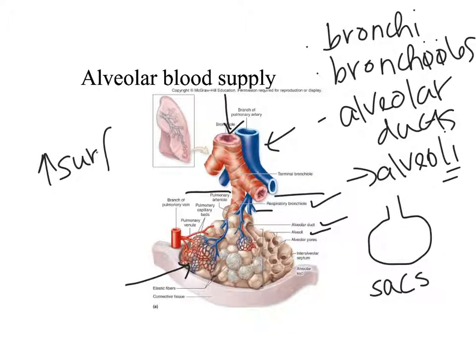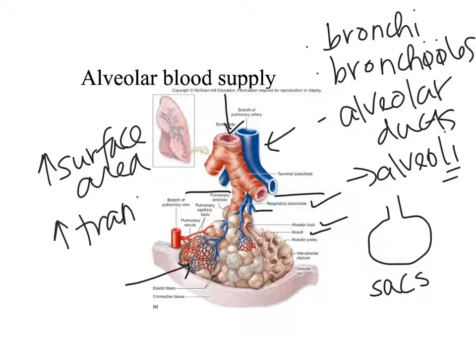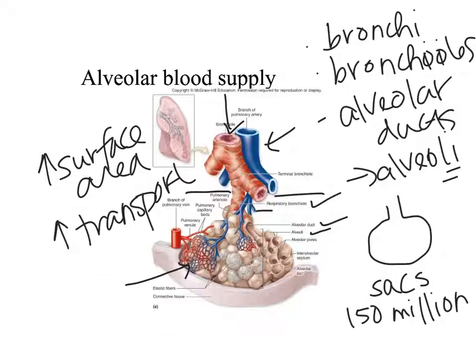And we keep talking about that. So what's the purpose of having all that surface area? It gives us lots of space for increased transport. So it's going to be to drop oxygen off and pick up carbon dioxide. I'm looking at my notes: 150 million little sacs. Now we want to talk about the respiratory membrane, and we're going to get there in a minute.